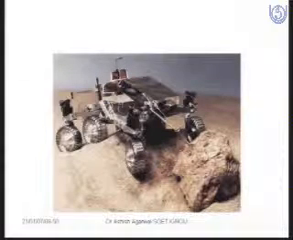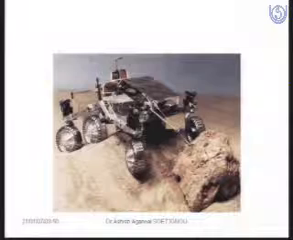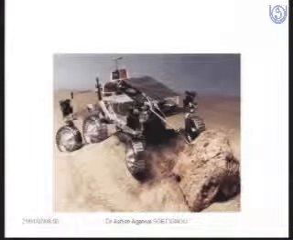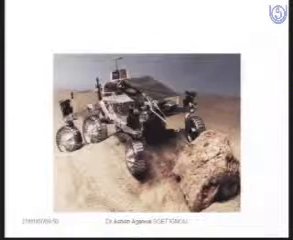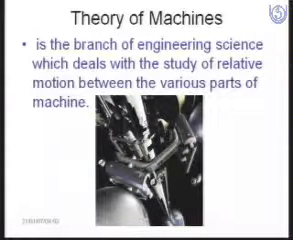First, just see this picture, of how with the help of a mechanism or machine a very heavy weight is moved or lifted from one place to another. How this is working and what the different principles are, we are going to discuss today. This whole topic, kinematics and dynamics of mechanism, is related to the theory of machines, which is defined as the branch of engineering science which deals with the study of relative motion between the various parts of the machine.